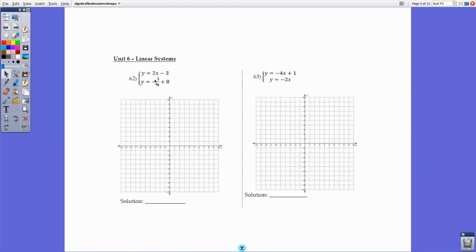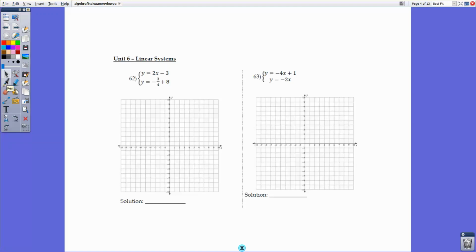Okay, now we have systems of equations. So in this case, we're going to be solving systems using graphing, using substitution, and using elimination as options. So we have 6 to go through. Actually, we have 8 to go through. So let's talk about how we're going to solve these systems.